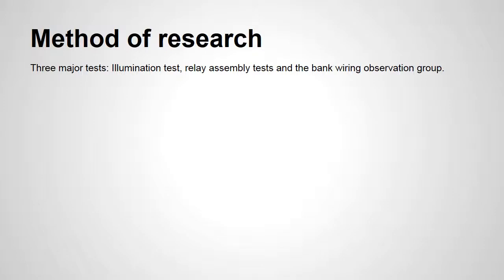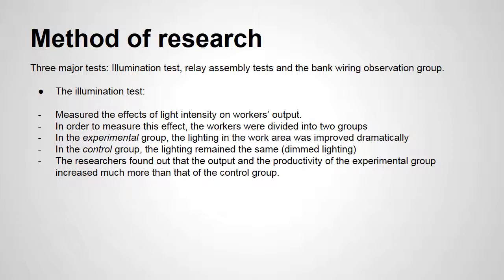A method of research. The Hawthorne experiments consisted of 3 very well-known tests: the illumination test, relay assembly test, and bank wiring observation group. The experiments were designed to measure the effects of physical conditions on productivity.